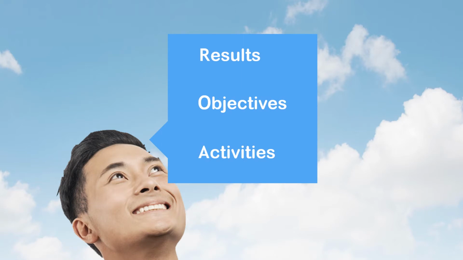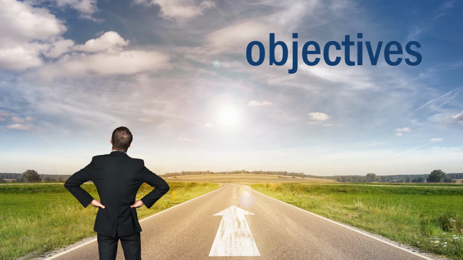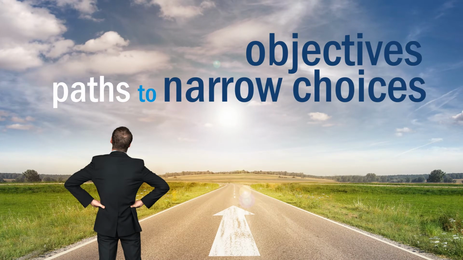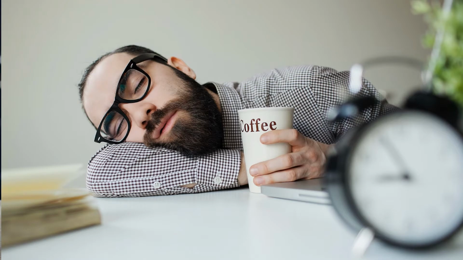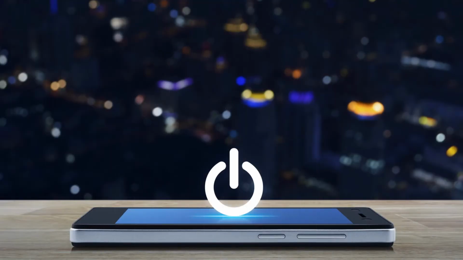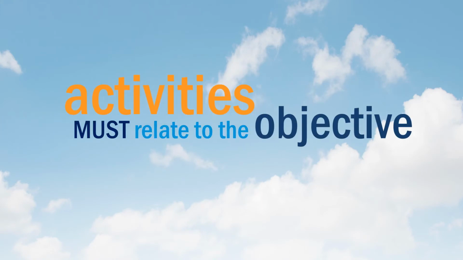It's tempting and common to jump right from results to activities. Yet by doing so, we often reduce or delay our ability to achieve the results we want. That is why clear objectives are important. They are the paths to your results that narrow the choices and act as guideposts along the way. So, if improved health for me means better quality sleep, I might choose to replace caffeinated drinks with non-caffeinated, or turn off all screens after 7 p.m. If I wanted to lower my cholesterol, those same activities likely won't get me there. The activities must directly relate to the objective in order to achieve the desired results.